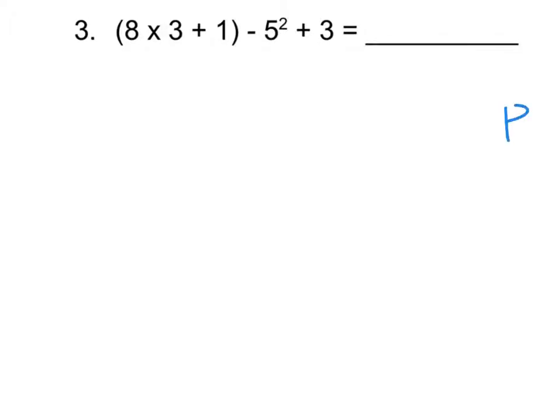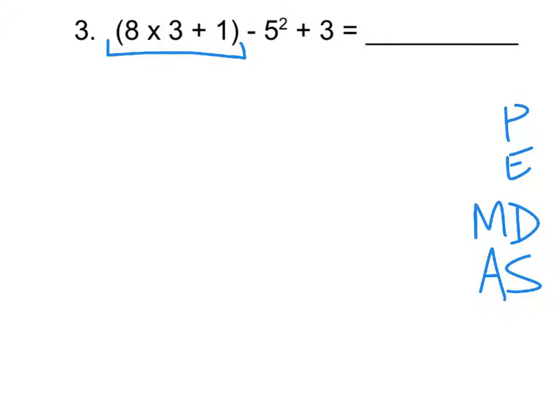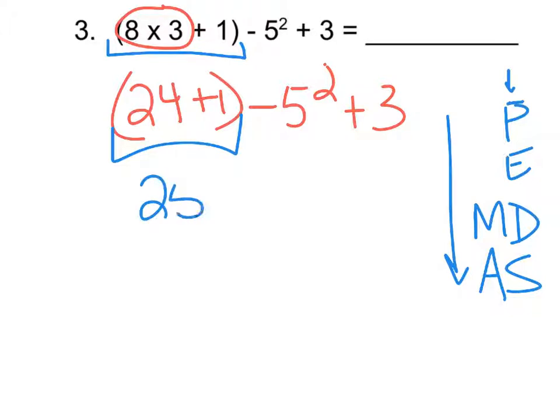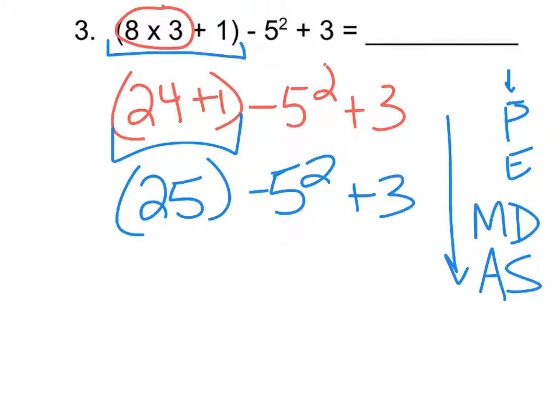Once again, off to the side, parentheses, exponents, multiplication, division, addition, subtraction. I'm going to look for parentheses. I see that I have a longer set of parentheses this time. When I'm looking inside my parentheses, I'm always going to follow this order again. So I'm going to do my multiplication problem first. 8 times 3 is 24, plus 1, still in parentheses, minus 5 squared plus 3. I'm still working inside my parentheses right now. So I'm going to do 24 plus 1 is 25, minus 5 squared plus 3.